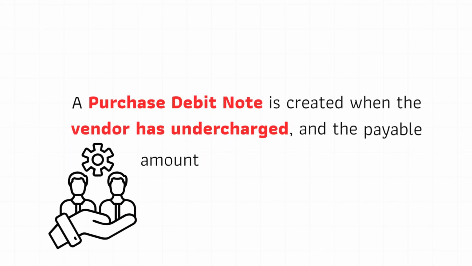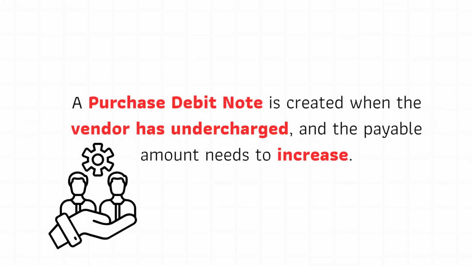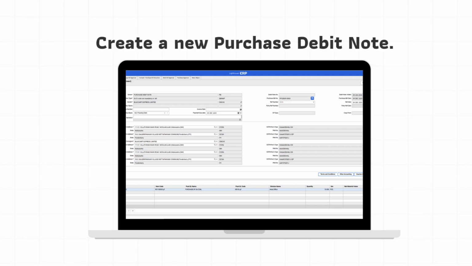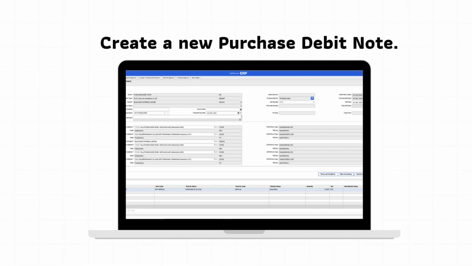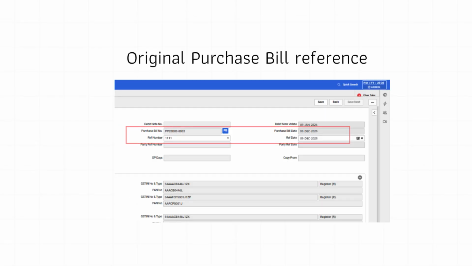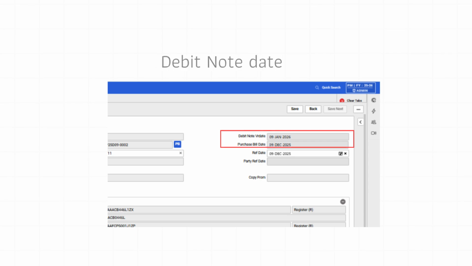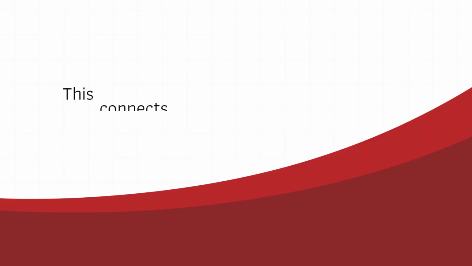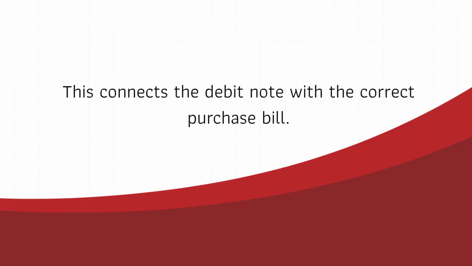Debit note, purchase, PDRNT. A purchase debit note is created when the vendor has undercharged, and the payable amount needs to increase. This screen is used to create a new purchase debit note. Here, we select Series, Purchase Debit Note, Vendor, Original Purchase Bill Reference, Debit Note Date. This connects the debit note with the correct purchase bill.